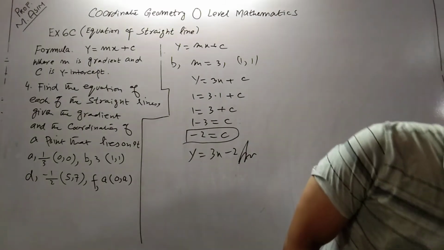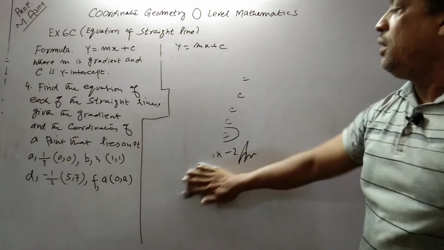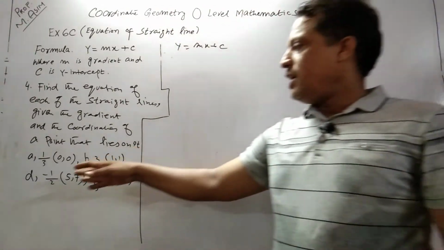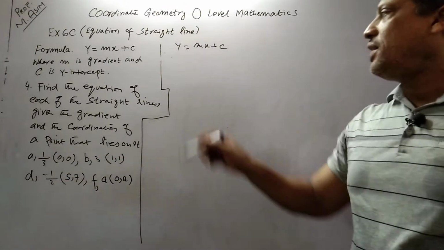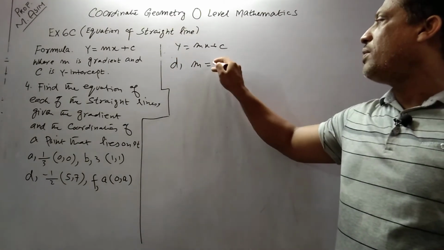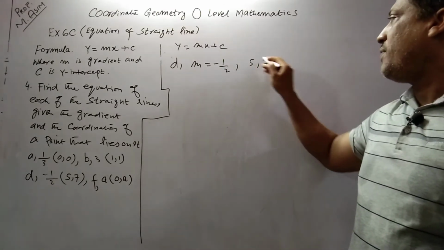Now, see next part. I am not doing part C. Part C is left for you. You have to do part C. I am doing part D. Part D: m is given as minus 1 upon 2 and the point is given (5, 7).